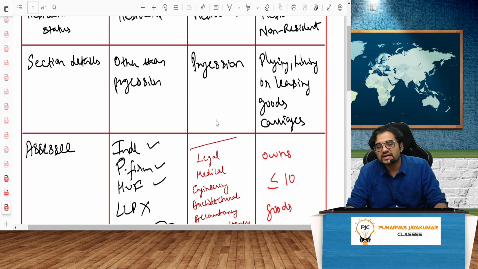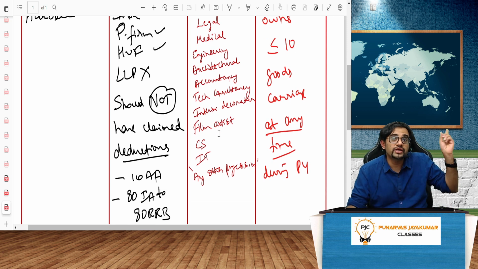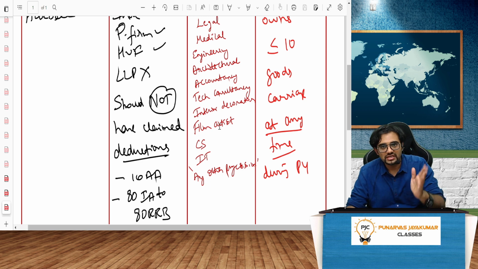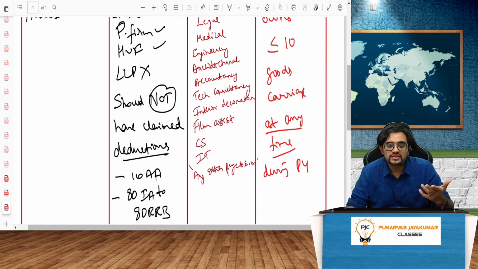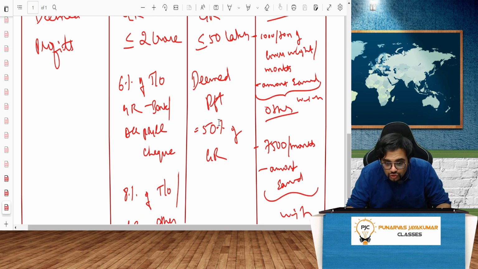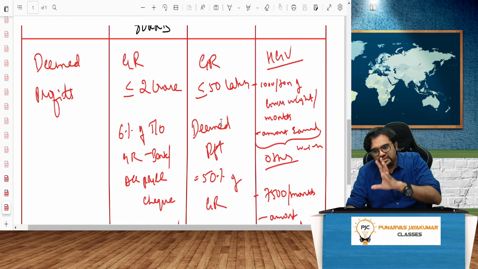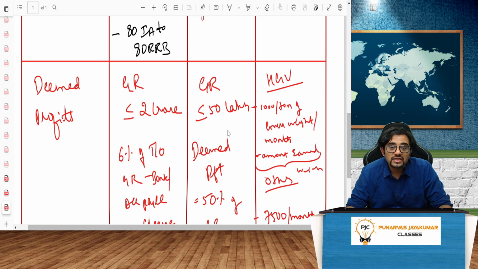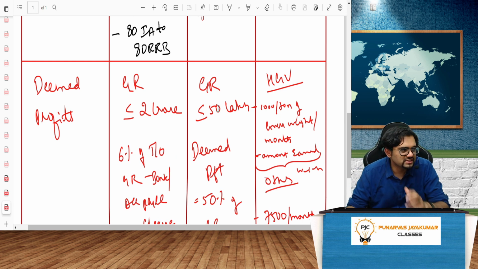Here, in plying, hiring and leasing of goods carriage, you have anybody who owns less than or equal to 10 goods carriages at any point of time during the previous year, right? That's what it is. Now, what is the deemed profit? In the first one, the gross receipts should be less than or equal to 2 crore. And 6% of turnover if it is received through banking channels, that is account payee cheque, and 8% in other cases. Just the gist I'm telling. Then coming here, gross receipts should be less than or equal to 50 lakh. Deemed profit will be 50% of gross receipts. And here you have 1000 per ton of gross weight, all these things; let's not get into that, it is irrelevant.